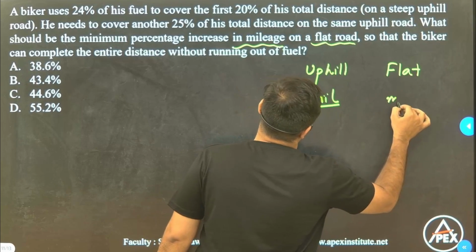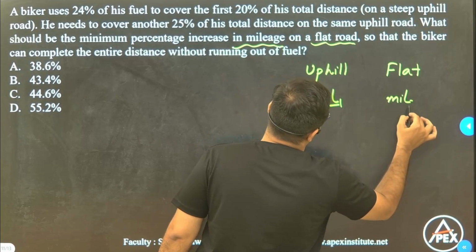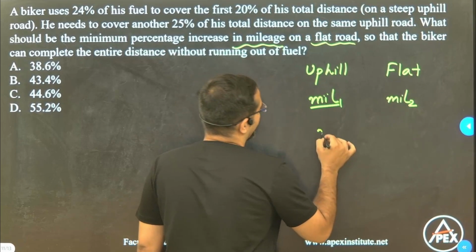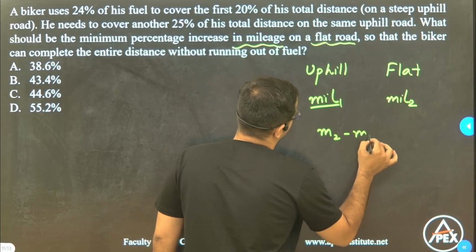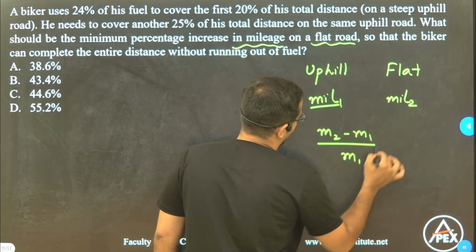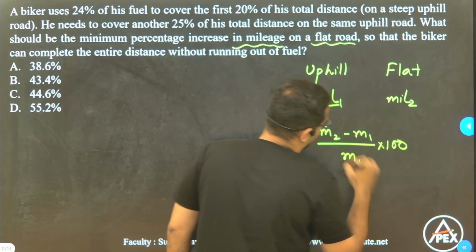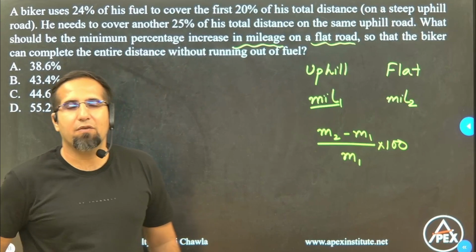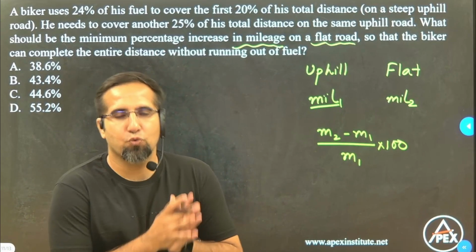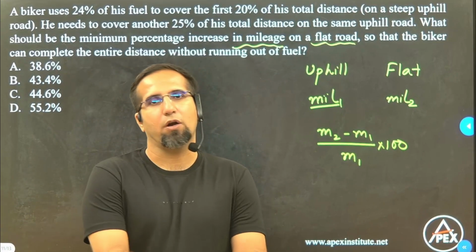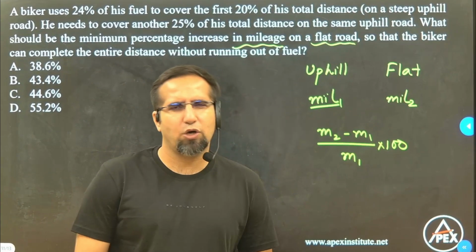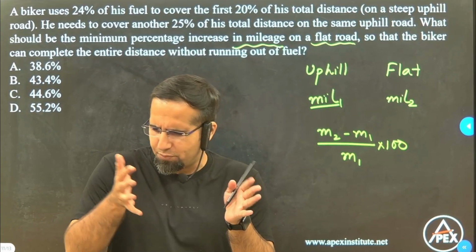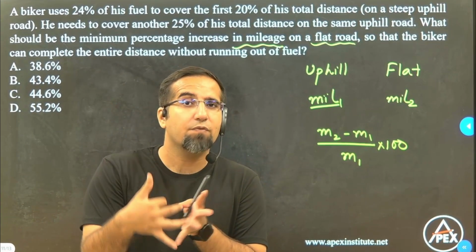Our job is to calculate the mileage here. Let's say this is mileage 1 and mileage 2. So our final answer becomes (M2 - M1)/M1 × 100. Percentage change is (final value - initial value)/initial value × 100. And what is mileage? Mileage, if you understand, is the number of kilometers per liter. That means distance by fuel.